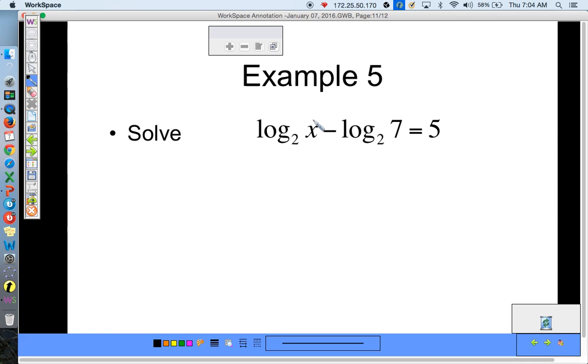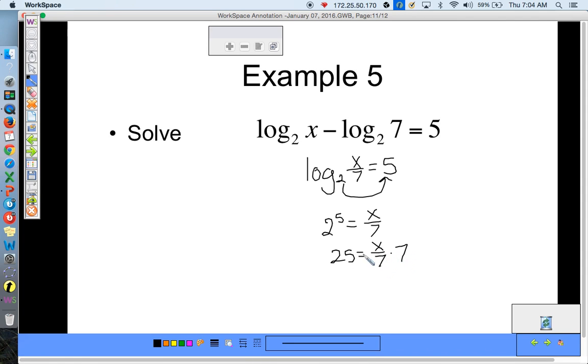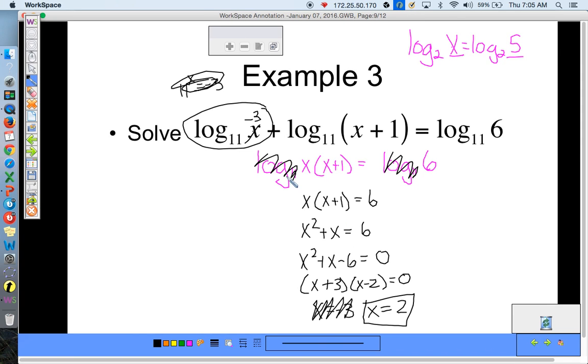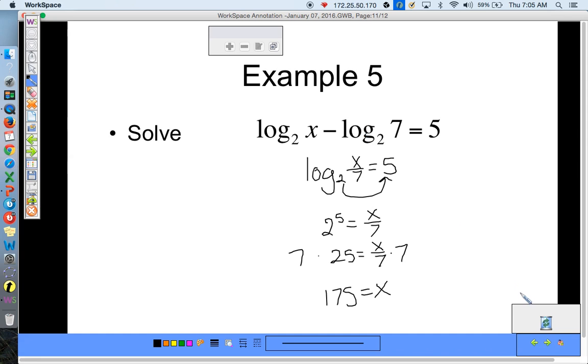And we have those same numbers with the subtraction. Well, subtraction goes to division. So x over 7 equals 5. So 2 to the 5th equals x over 7. So that's 25 equals x over 7 times 7. So we have 175 equals x. So you'll notice this one here is slightly different than this example because we have logs on both sides here, where in these two, our log was just on one.